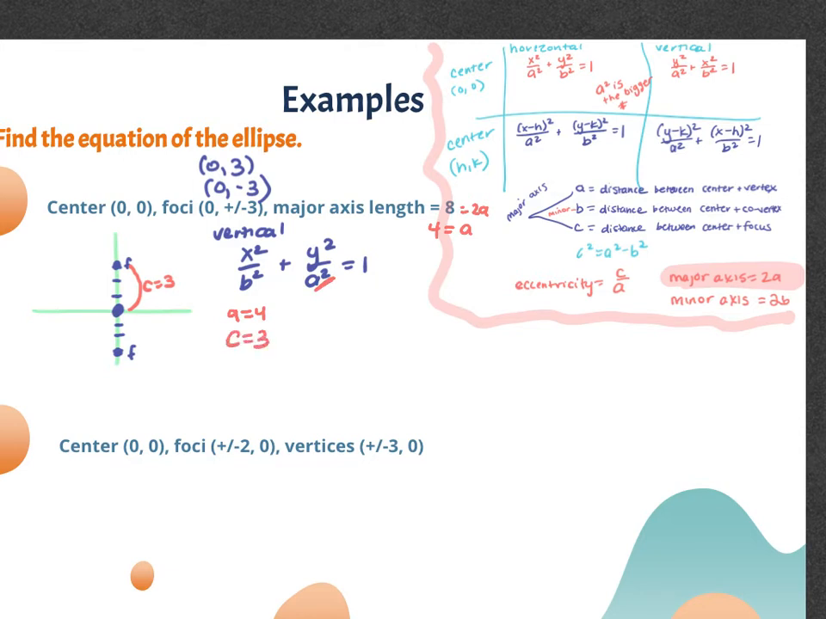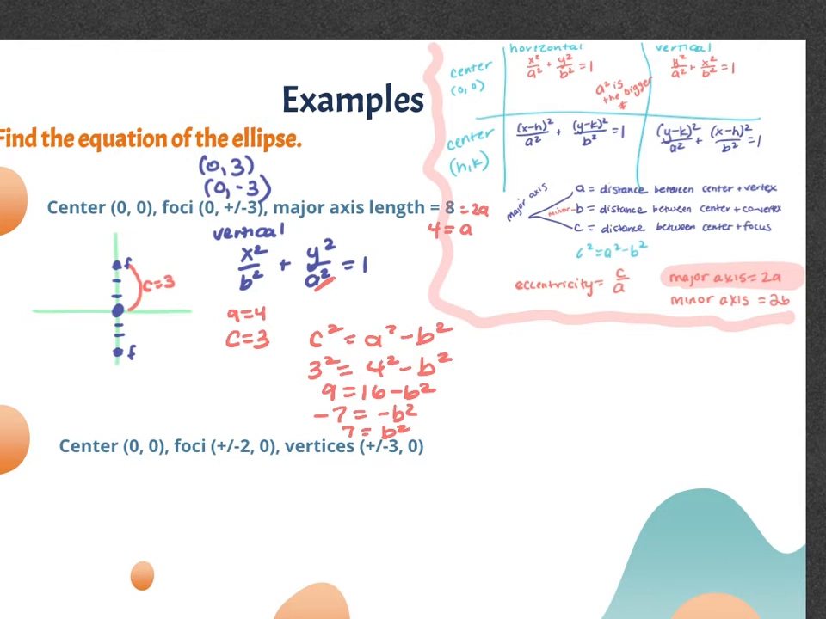I know c is 3. The only other thing I need is b. And c squared equals a squared minus b squared. So 3 squared equals 4 squared minus b squared. 9 equals 16 minus b squared. Negative 7 equals negative b squared. So b squared equals 7. If I was to graph this, I would need to square root that. But in my equation, I use b squared, so I don't even have to square root that.